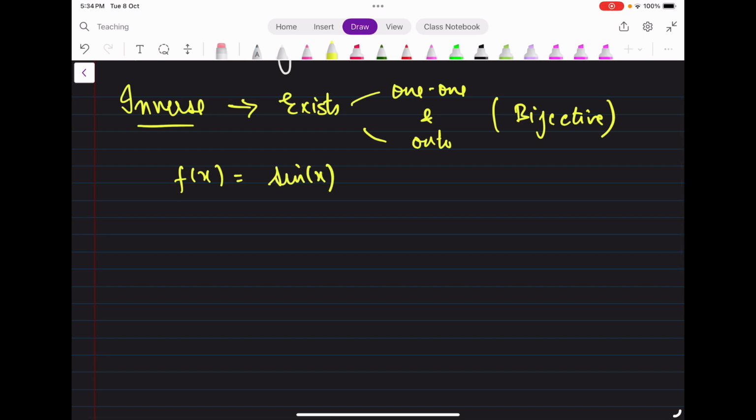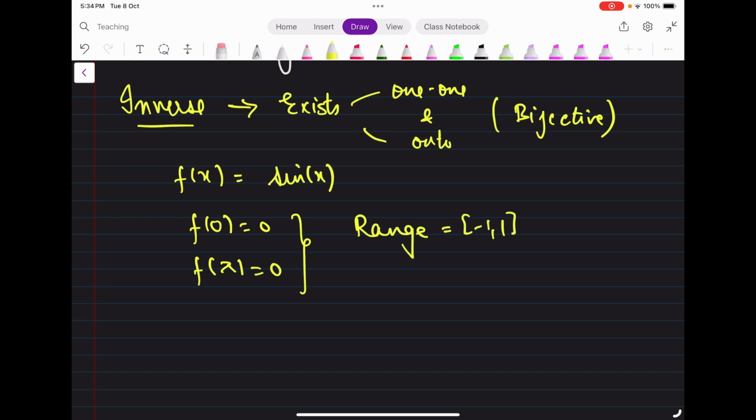Clearly sin x is not bijective. Why? Because f of 0 is 0, and again f of pi is 0. It's not 1-1. Moreover, what is the range of sin x? The range of sin x is confined between -1 to 1, whereas the codomain of sin x is all reals. So in this situation, sin x is not a bijective function.